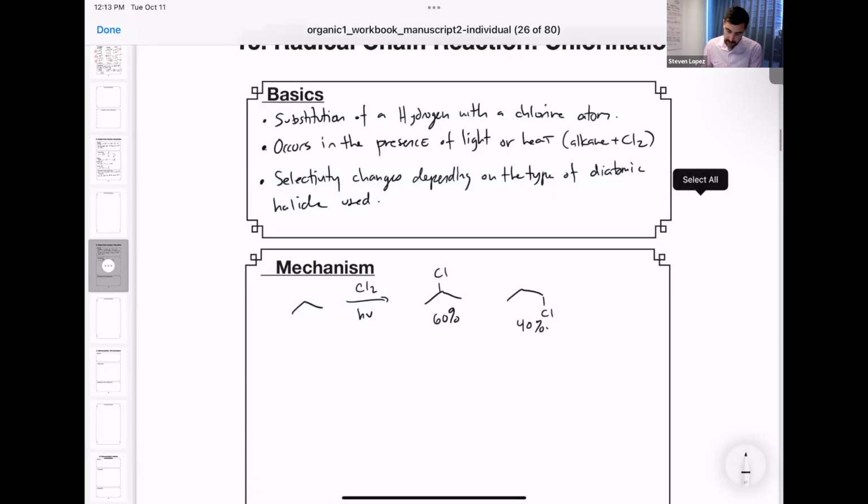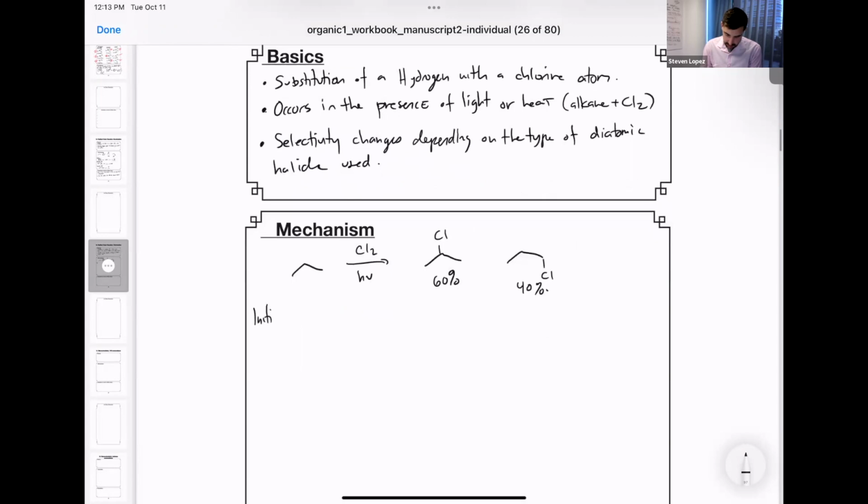Okay, so the mechanism starts with initiation. The chlorine molecule is homolytically cleaved. Remember, these fishhook arrows mean that one electron is moving away from that sigma bond into the 2 chlorine atoms.